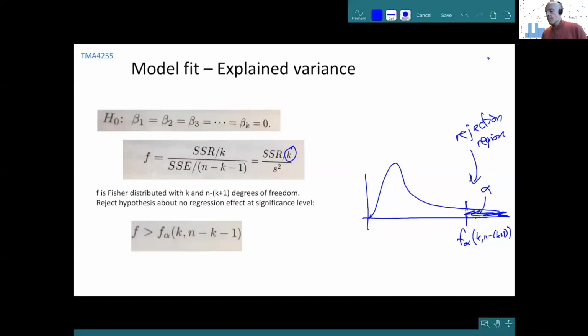What does it mean here to reject when F is large? When F is large, SSR is large, which means the regression explains a lot of the variability. To make F really large, you can also make S squared small. That means the y hat is close to y. So clearly the regression has an effect. This H0 is not true, so we reject it.